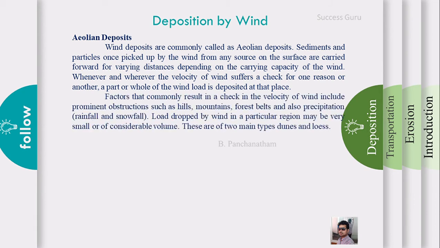The factors that commonly result in checking the velocity of wind include prominent obstructions such as hills, mountains, forest belts, and also precipitation. The load dropped by the wind in a particular region may be very small or of considerable volume. These are of two main types, that is the dunes and the loess. So let us see one after the other.